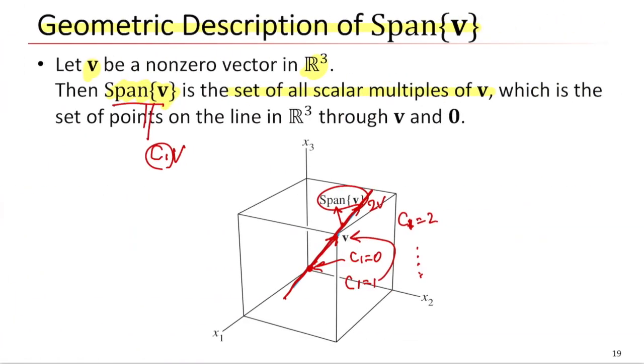So what was the geometric description of the span? If we take the span of V, with V a non-zero vector in R3 space, then the span of V is just a straight line through V and 0, right? So this is the geometric description of the span of V.